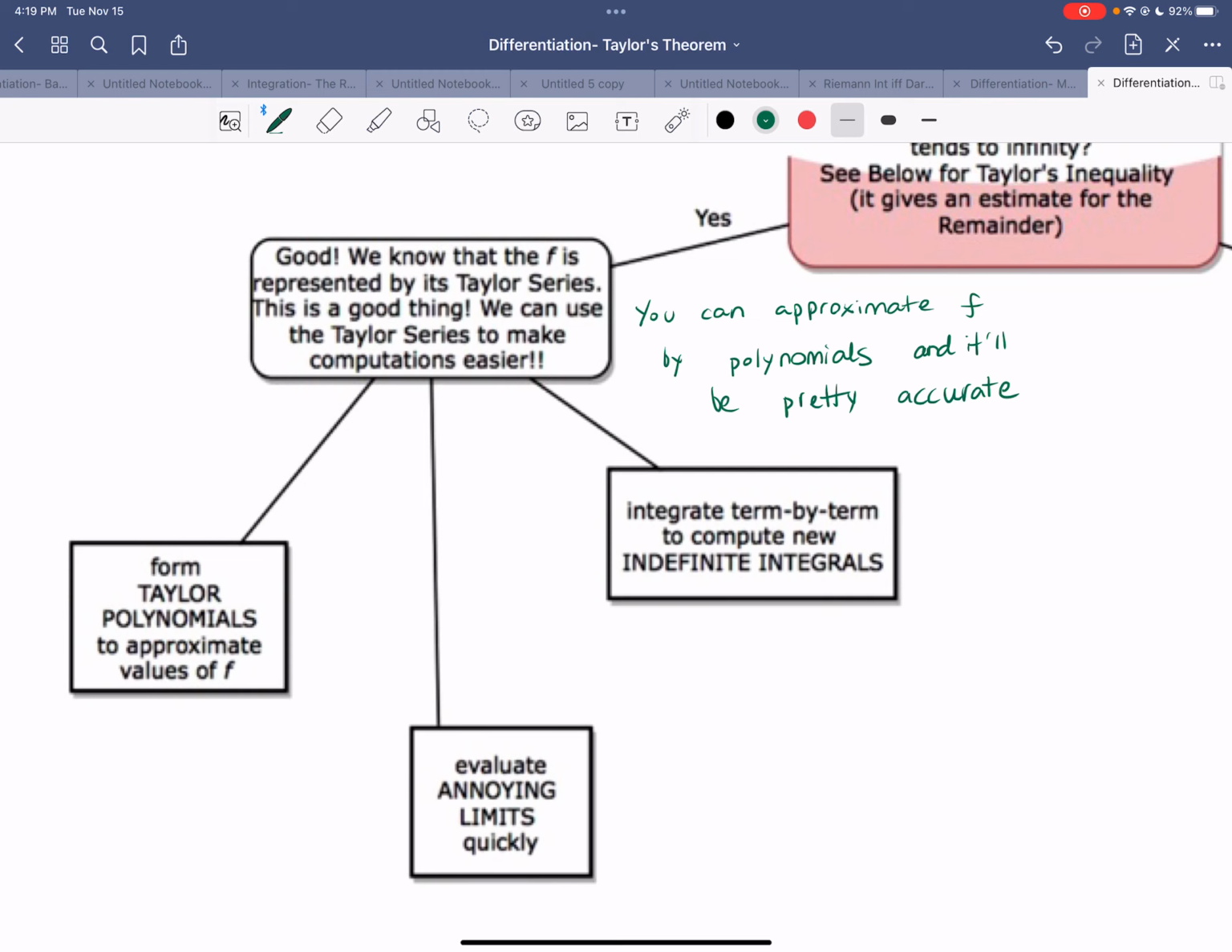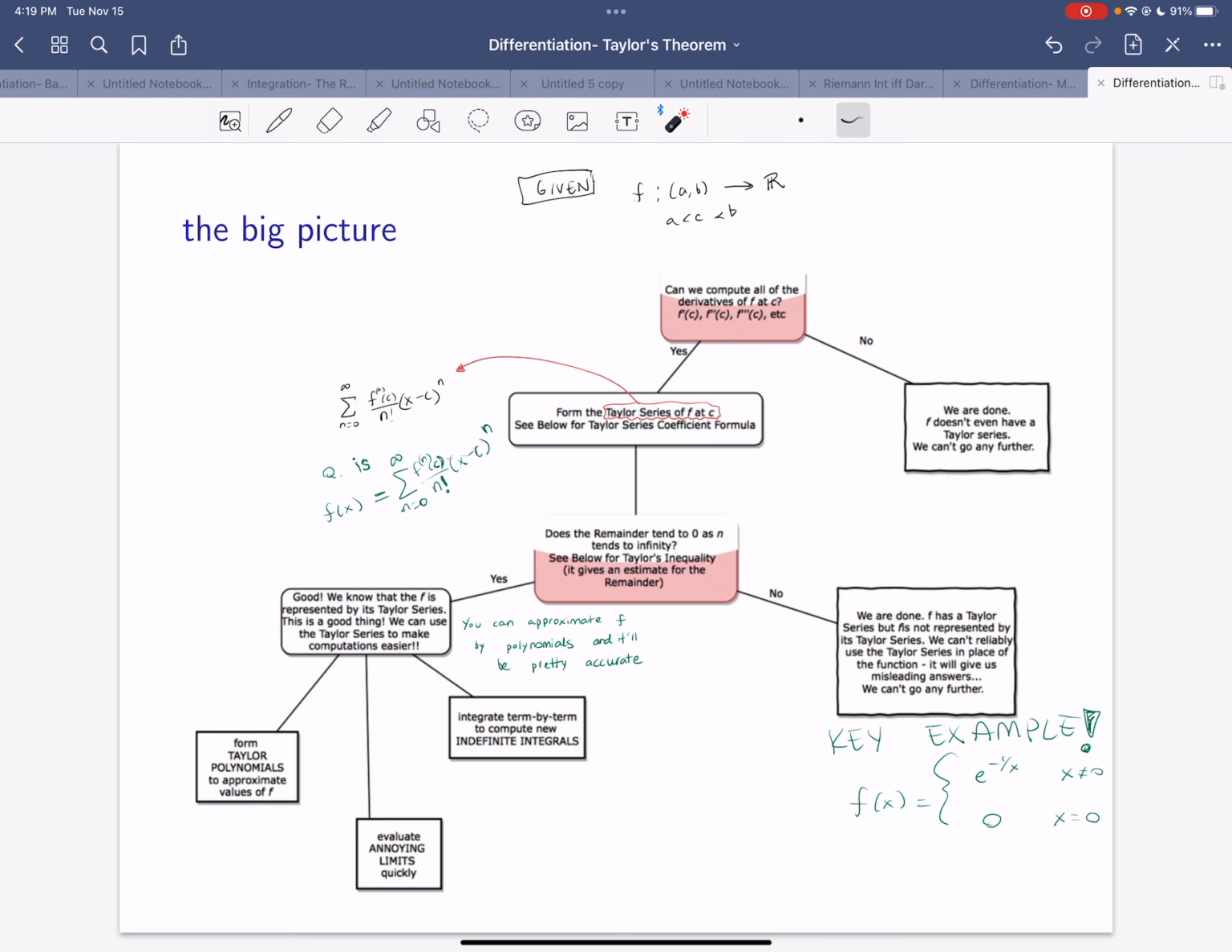So you can reliably approximate f by polynomials, and that's great because polynomials are super easy to integrate. Polynomials are super easy to compute. It's easy to compute limits of polynomials. So knowing that your function is represented by a Taylor series allows you to do lots of computations quickly and more easily. That's the big picture. This is why we care about Taylor's theorem, the title of this lecture. Taylor's theorem gives us information about when the Taylor series represents the function.